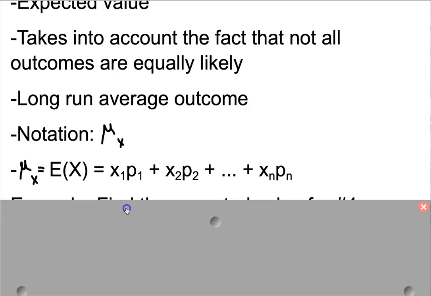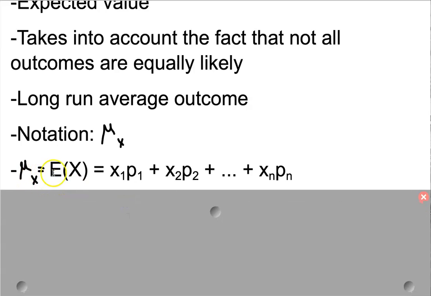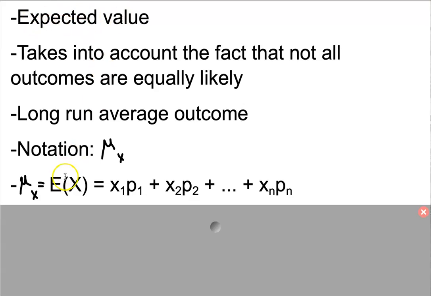Okay, so here is the equation. We have mu sub x. You'll sometimes see it written as this, where E stands for that expected value again. So the expected value of x, the mean of x, same thing. What we do is we take our outcomes and multiply each by the probability associated with that outcome. We do that for every single outcome and probability combination, and then we find the sum. We add them all together.